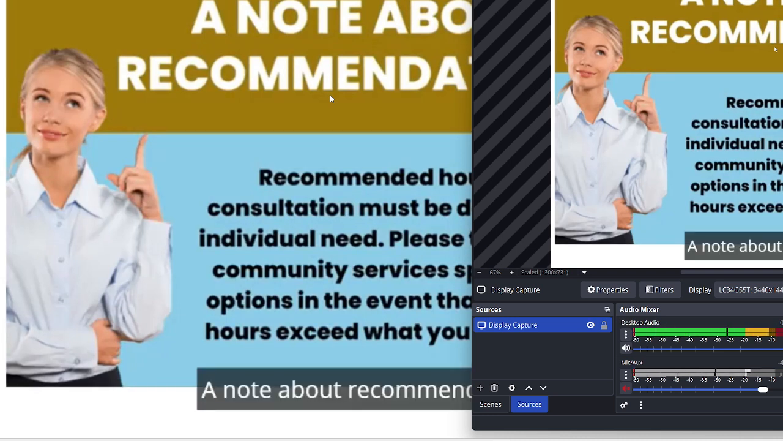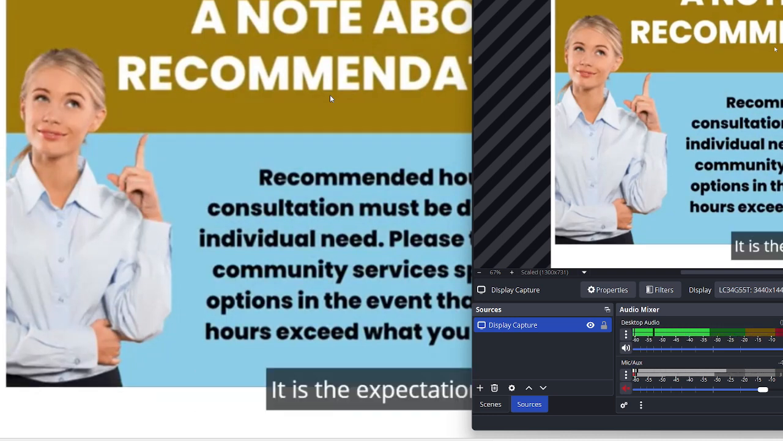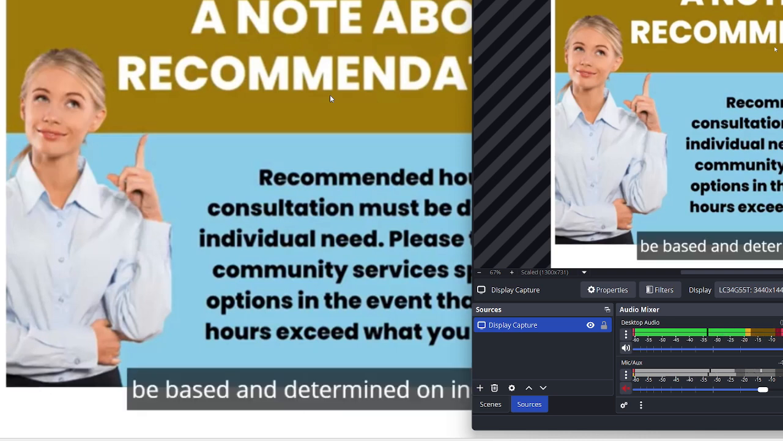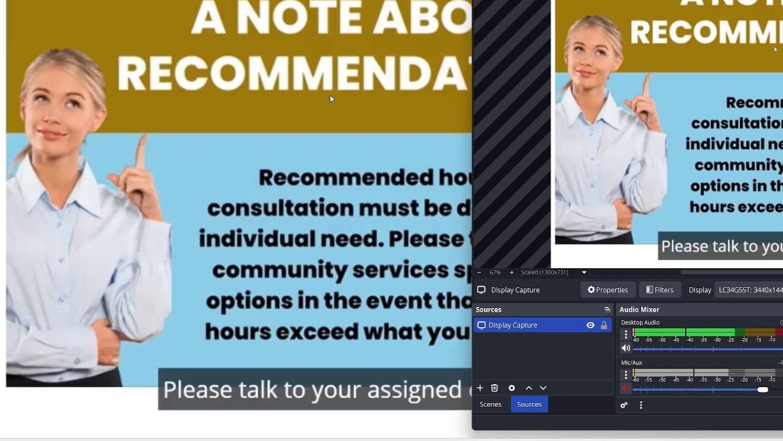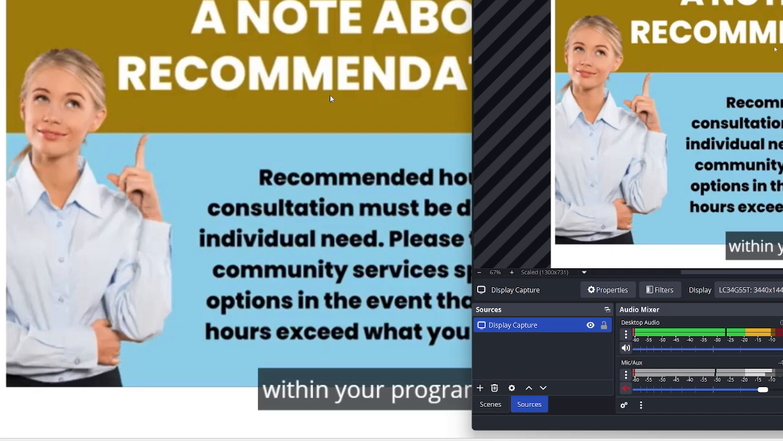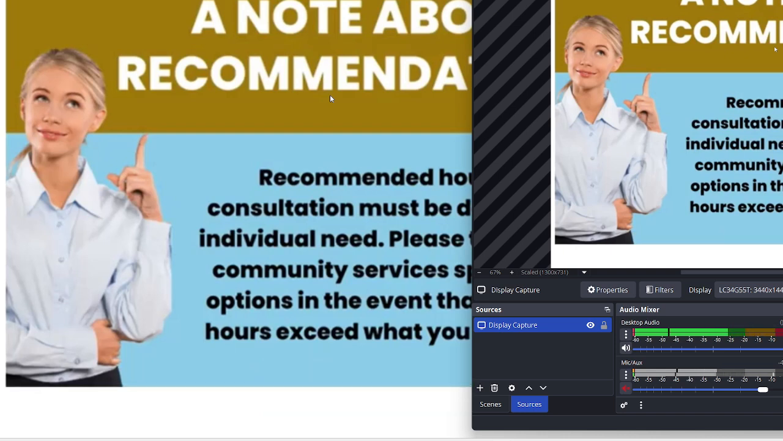A note about recommendations. It is the expectation that the recommended hours for behavior consultation be based and determined on individual need. Please talk to your assigned community services specialist about your options in the event that the recommended hours exceed what you can accommodate reasonably within your program.